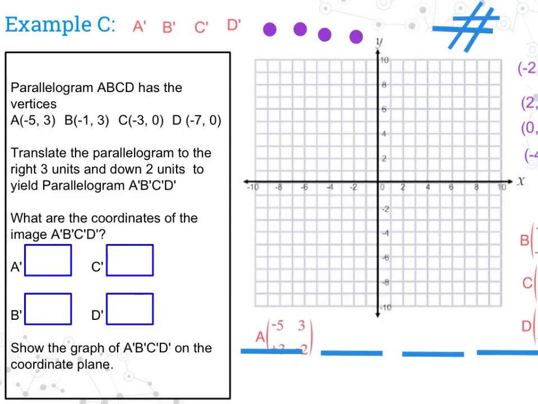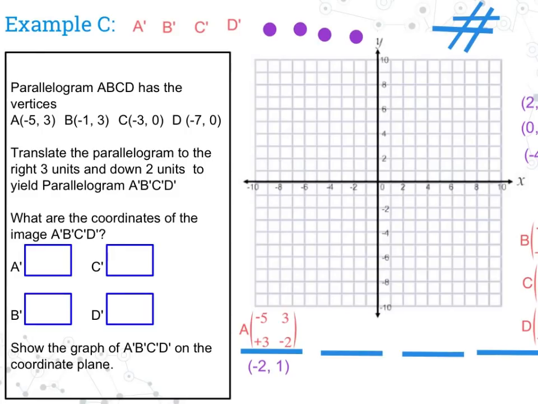So for an example of this, coordinate A is at -5, +3. Notice underneath I've written that we're going to add 3 to go right 3, and underneath the other one I've written -2 because we're going to go down 2. When we do that, -5 plus 3 is going to give me -2, and 3 minus 2 is 1. So my new point for A prime is -2, 1. I didn't have to do any counting, I just did simple addition and subtraction.